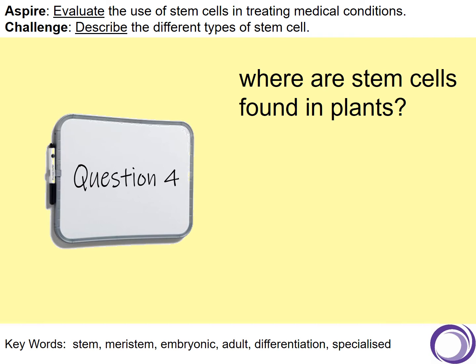Question 4. Where are stem cells found in plants, or what are the names of the stem cells found in plants? One word answer, and the answer has the word stem in it, which helps it even more. 3, 2, 1. They are meristem.